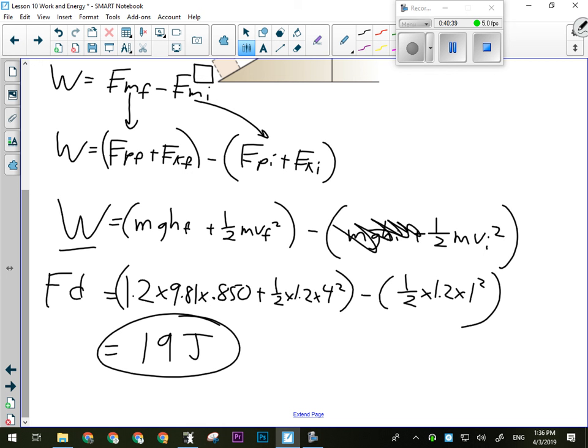Or I would say 19 joules worth of work are required to accelerate a box initially at 1.0 meters per second up this ramp. What's its final speed? Then I wouldn't have this; I'd be solving for VF instead. It would be like manipulating a law of conservation of energy problem. I would just isolate VF.